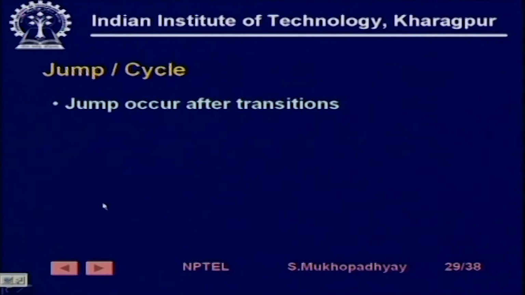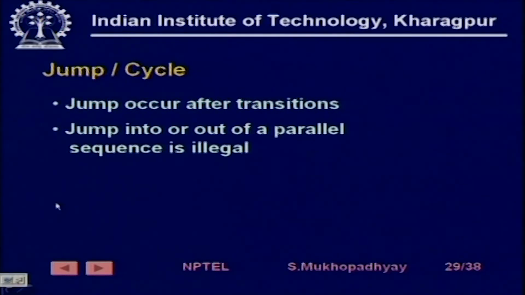So, in a jump cycle, the jump occurs after transitions, and a jump into or out of a parallel sequence is illegal, because you cannot jump out of one sequence when you are in parallel. You must enter them together in any parallel sequence. While you are executing the sequence, you may be in different states at different arms, but you must enter them together and you must leave them together.